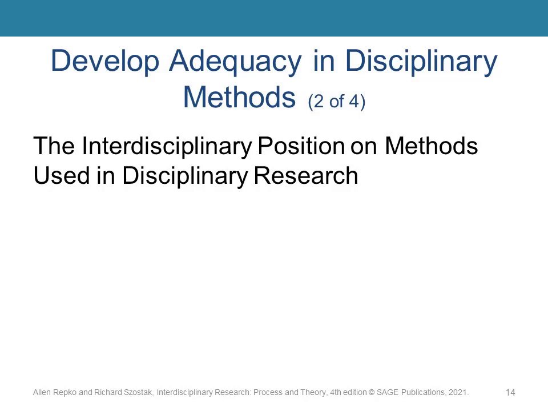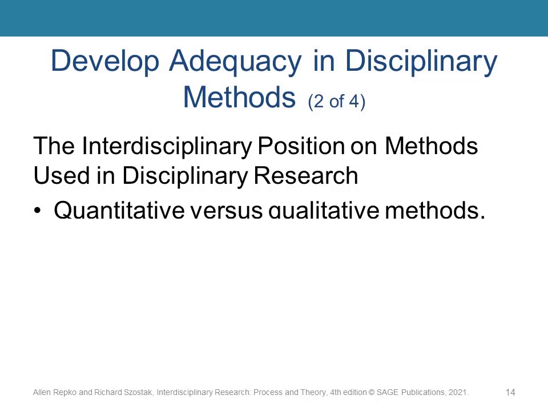Methods can be divided into two main categories. Quantitative methods focus on quantifiable evidence. They use numbers to represent phenomena. For example, the number of people affected, the reaction time of participants answering questions, or the intensity of a stimulus.